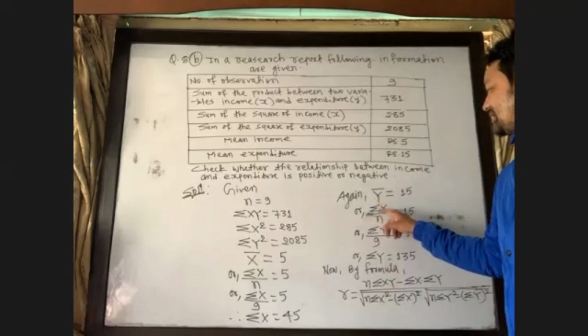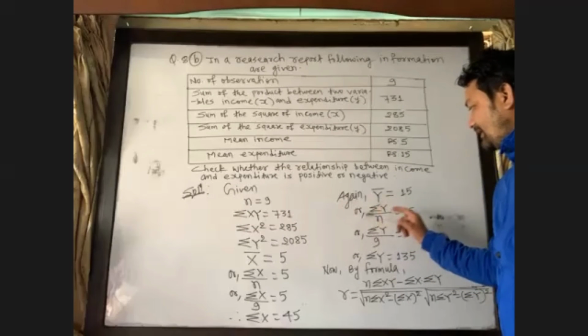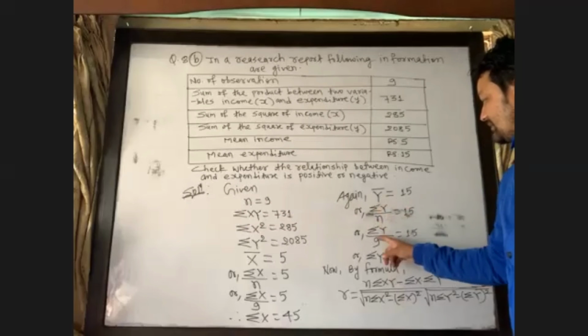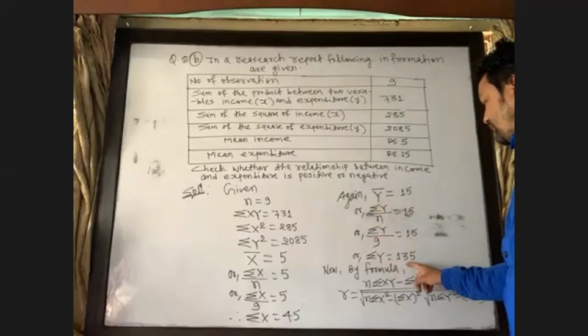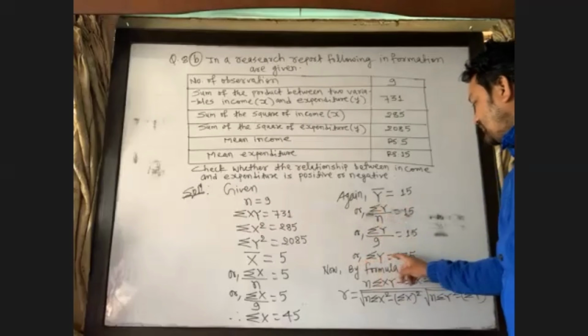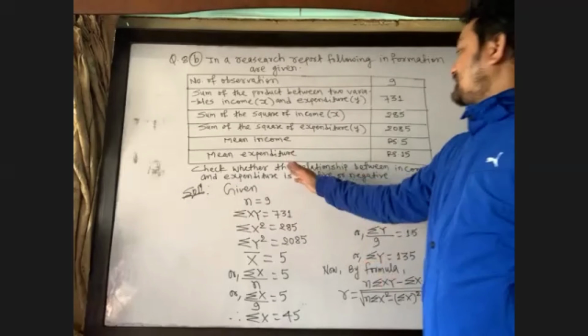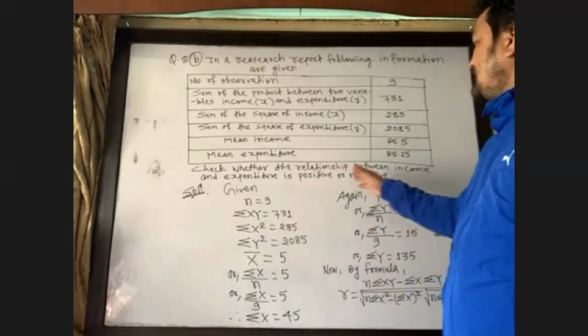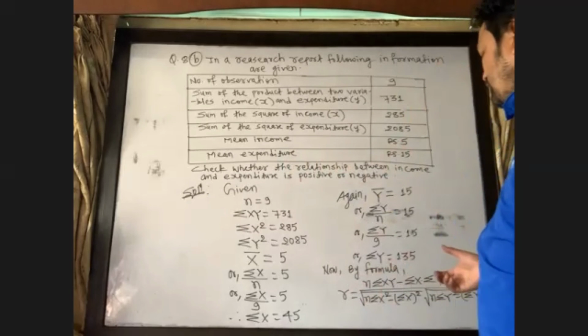Y bar means summation y by n. This is the formula for mean. That's why summation y by n is equals to 15. Summation y by 9 is equals to 15. 9 into 15 is 135. So summation y is equals to 135. Now we have to check whether the relationship between income and expenditure is positive or negative. For that we have to find the correlation coefficient.